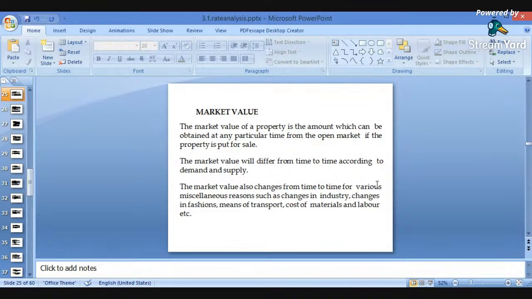So depending upon the fashions and the means of transportation, whether the property is connected to roads or railway lines, whether it is located in a nearby city or located outside, the value changes. Cost of materials required and labor required also matter.